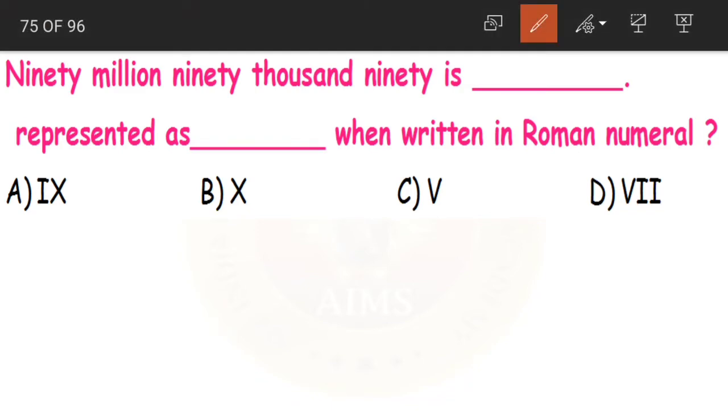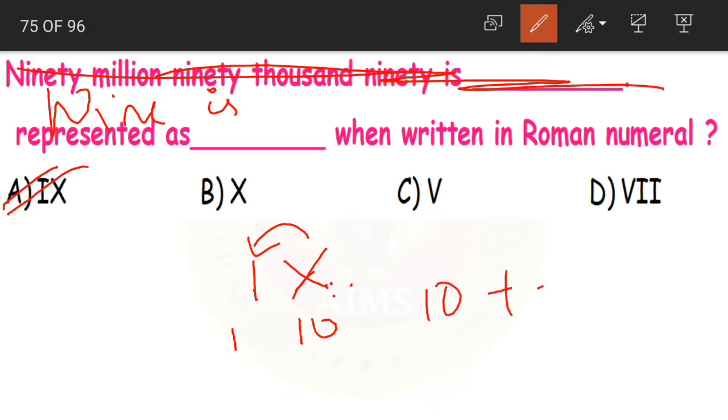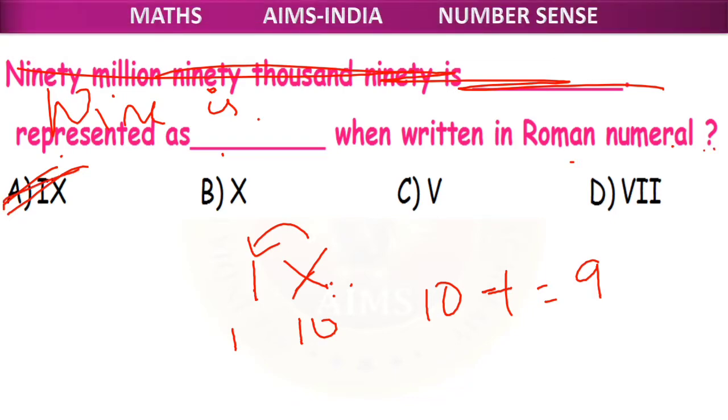Suppose if it was 9 is represented as dash. Okay, if the question was 9 is represented as dash when written in Roman numerals, then we can say that option A is our correct answer. Why? In option A we have IX, that is I is equal to 1 and X is equal to 10. Yes, here the smaller number is to the left of the larger number. So we'll subtract 10 minus 1 is equal to 9. If the question was 9, option A, IX, becomes our correct answer.